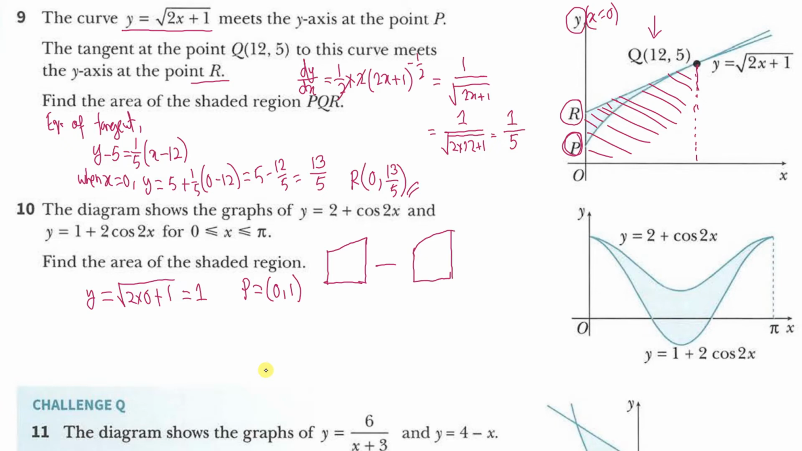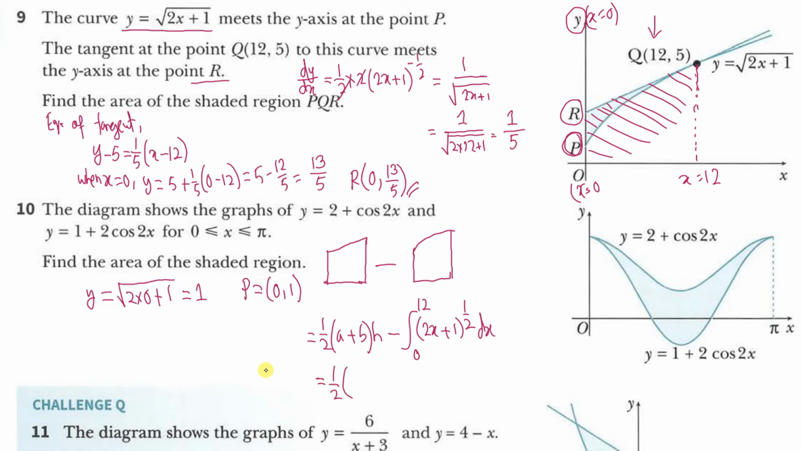So trapezium area, we know, is half of (a plus b) into h, this is our trapezium formula, minus the area under the curve. We have to integrate the curve equation, which is (2x plus 1) to the power half, and we need to put the limits from x equals 0 to x equals 12. So let us finish now.